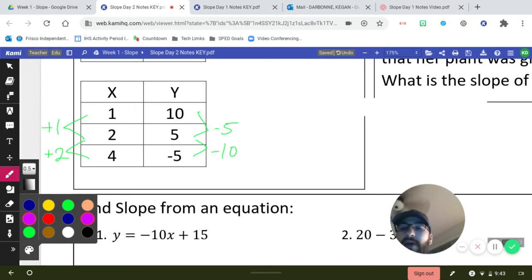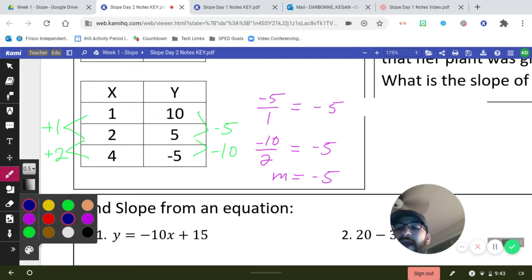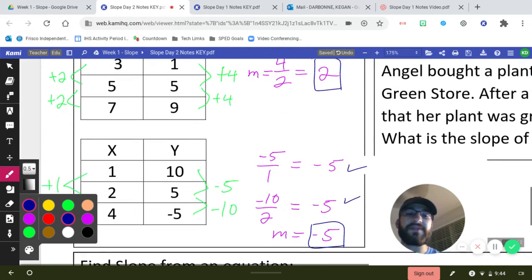Okay, so change in y over change in x, I'll do the first one. Negative 5 over 1 would be equal to negative 5. Negative 10 over 2 would be equal to still negative 5. So since they're both equal to negative 5, I can definitively say my slope would be equal to negative 5. Okay, so sometimes it's going to be easy.